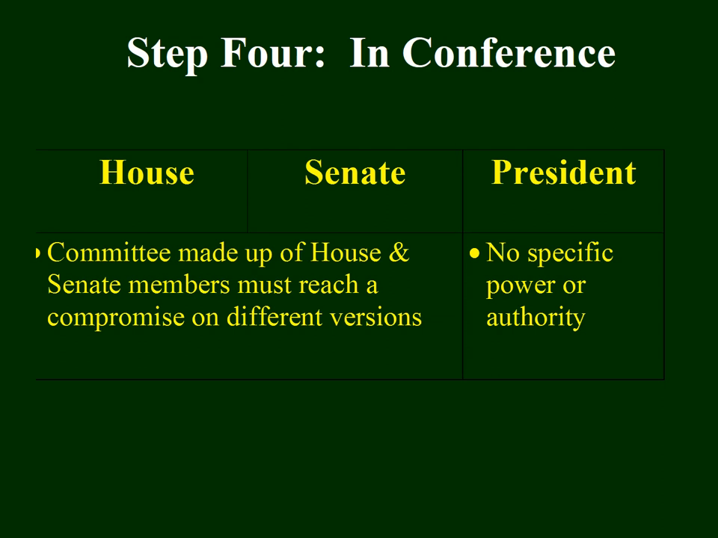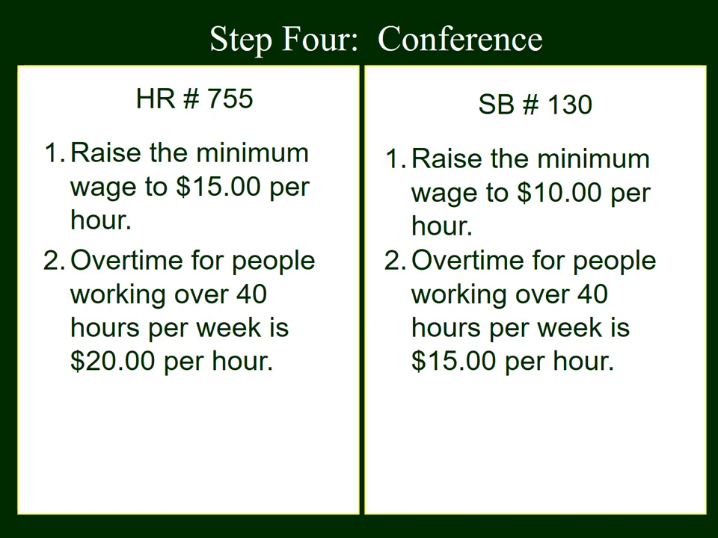Once again, the president can talk about the importance of a proposal. He could try to lobby members of Congress in support or opposition to something that's under discussion. But the president has no specific power or authority in step number 4. So in the conference phase, a handful of the members of the House and Senate agree to compromise.